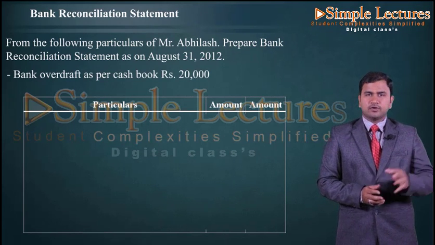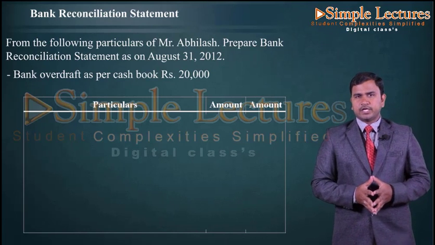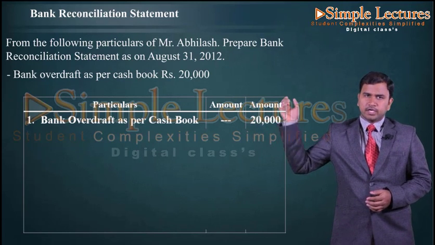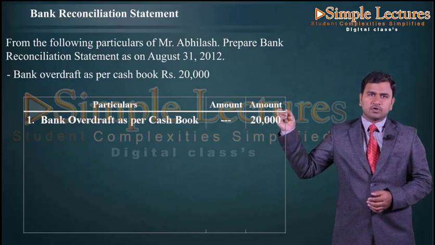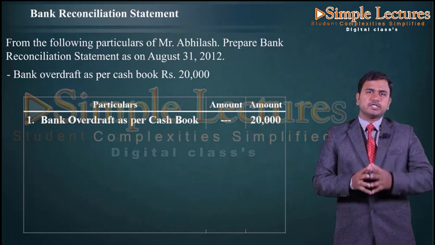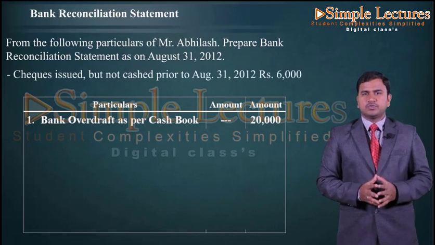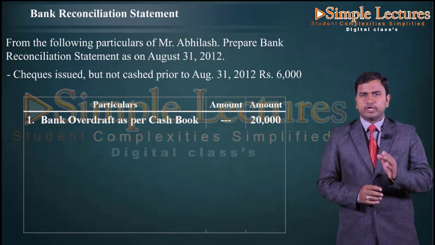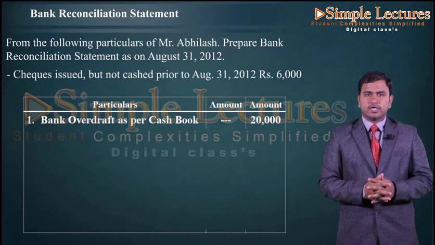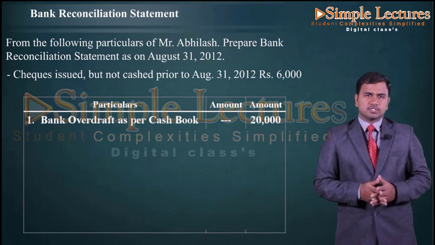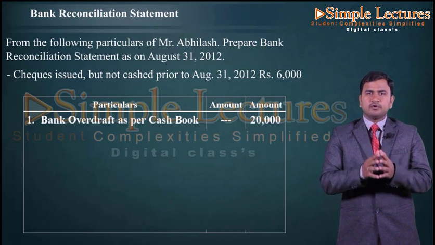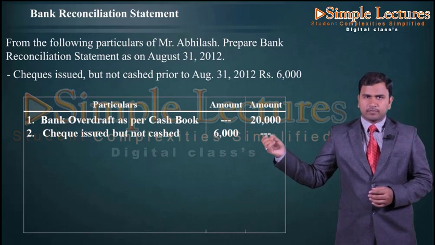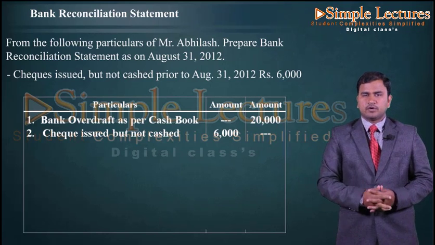So where it is an overdraft, the amount will be considered in the negative amount column. So the serial number 1, bank overdraft as per cash book, in the negative amount column, 20,000. And the next transaction we have is check issued but not cashed prior to August 31st, 2012, where the amount is 6,000. So here the check was issued but it was not cashed. So it is for 6,000. That amount we are going to add here, which is serial number 2, check issued but not presented for payment, 6,000 in the positive amount column.